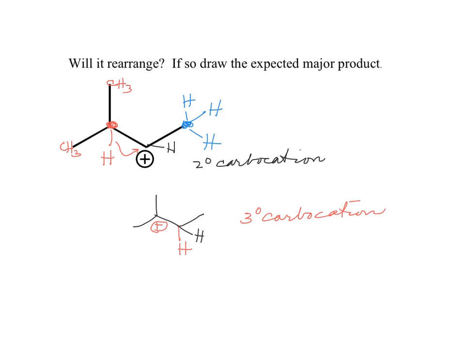Now, if we had moved the blue H, what would we have gotten? What carbocation? Primary, secondary, or tertiary? Primary. And that would be less stable, so that's no good. If we had moved one of the red methyl groups, what would we have gotten? You'd get a secondary one again, and you'd have the same stability. So that's not likely to be an occurrence.